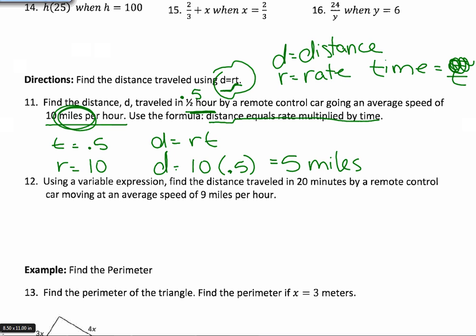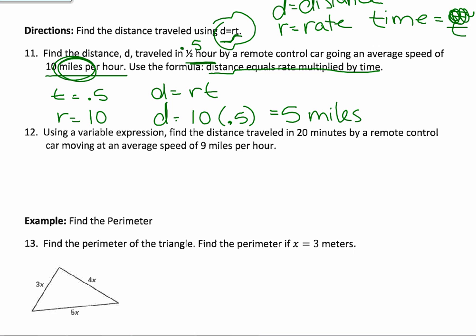We have one more problem that we can do here. It's number 12. So it says, using a variable expression, find the distance traveled in 20 minutes by a remote control car moving at an average speed of 9 miles per hour. So we do the same thing. This time I have 20 minutes. 20 minutes is 1/3 of an hour. So time, I'm going to write 1/3. Okay? I don't want you to use a decimal because that'll mess up our answer.